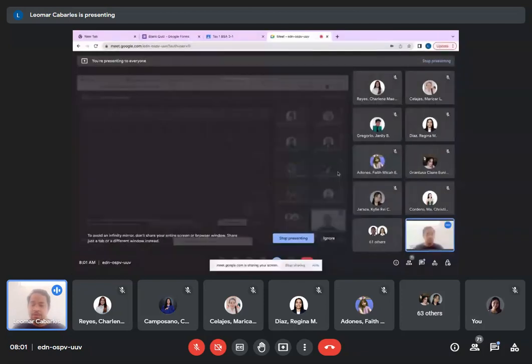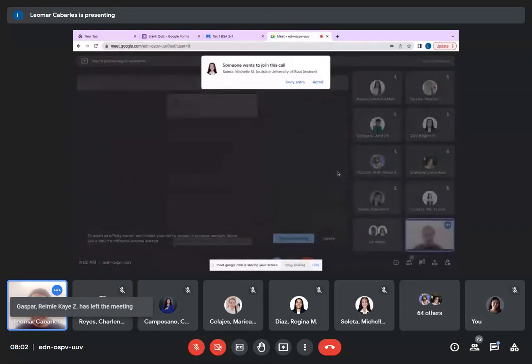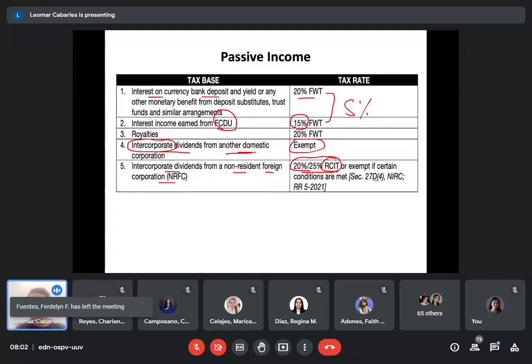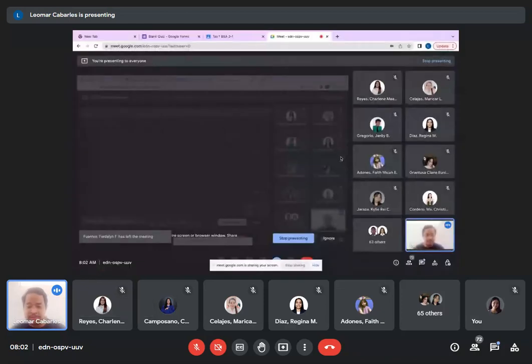Do you still declare that on your ITR or hindi na? What's your answer? Do you still declare that or hindi? The answer is, i-declare mo pa rin siya. Kasi that is subject to regular corporate income tax. And yun yung dinideclare mo sa income tax return.